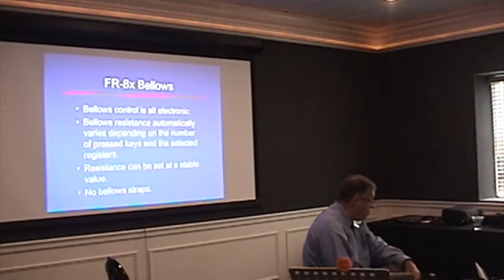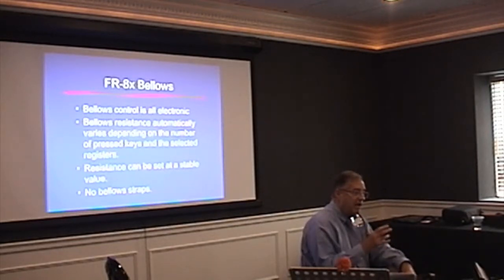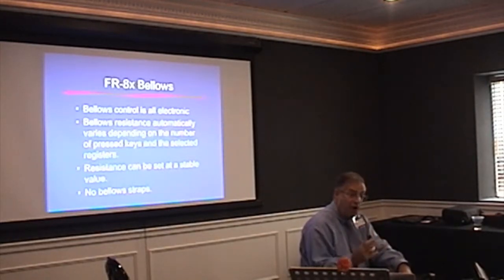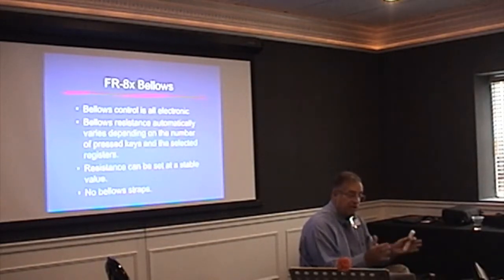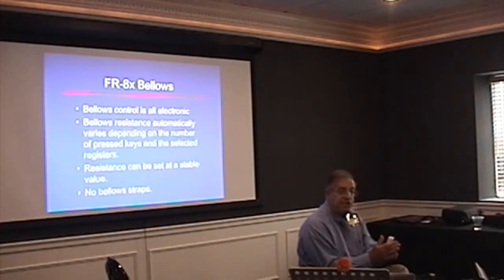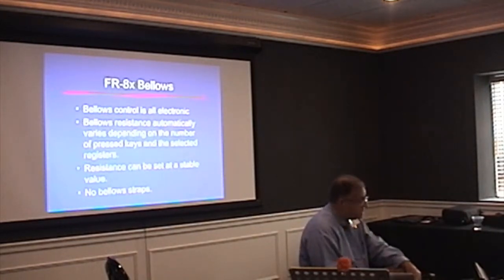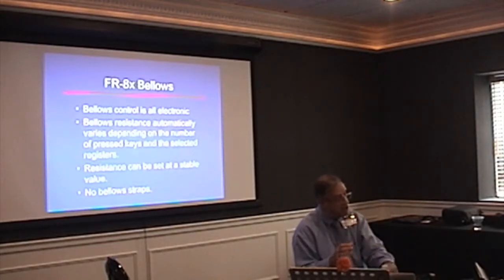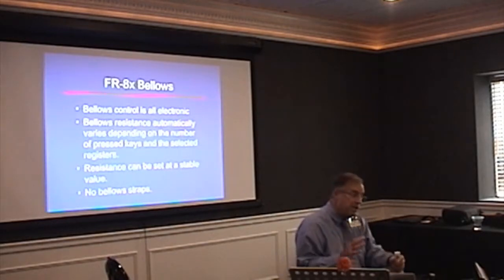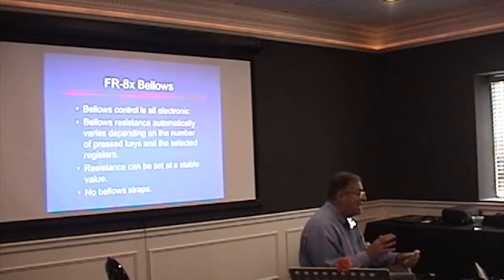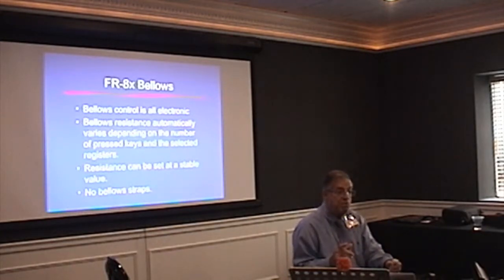Of air on the accordion. Yes, there's a button so you can collapse the bellows, but everything is entirely electronic. The resistance is dependent upon the number of keys that you press. Electronically it does this. But if you don't like that, you can set the 8X so that the resistance is at a stable value. Some people don't like the fact that the more keys you play, the more the bellows move. So you can defeat that.